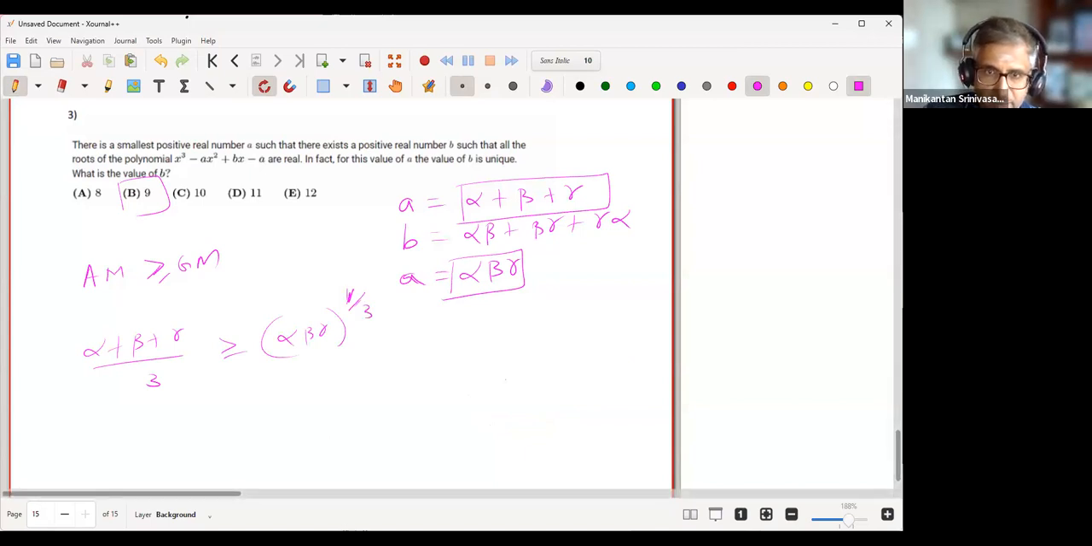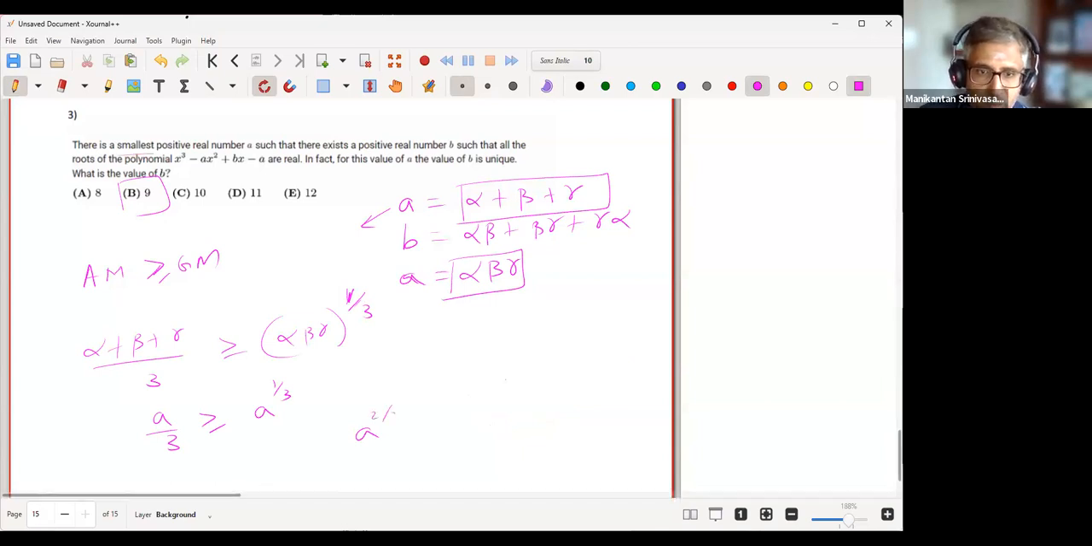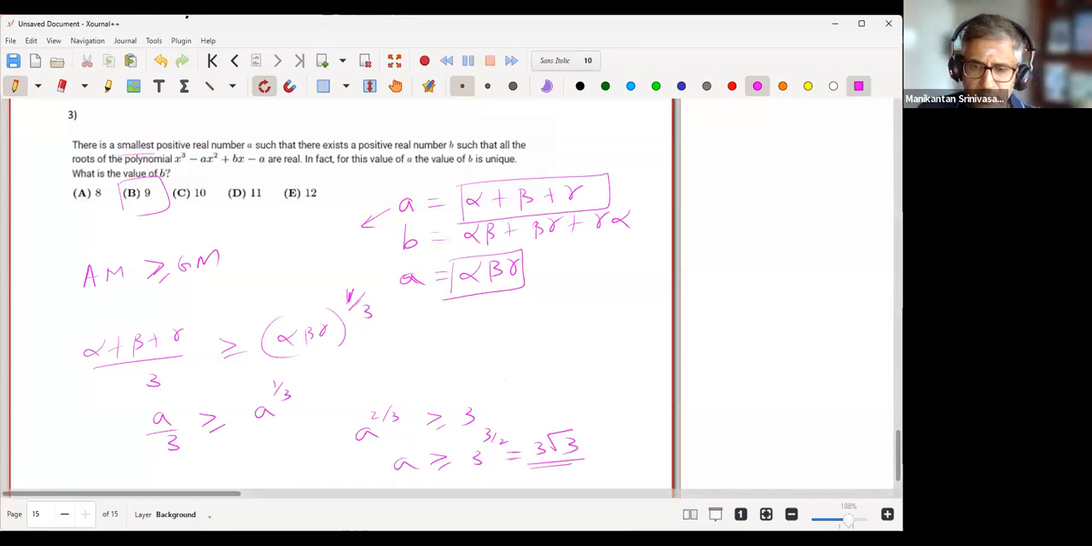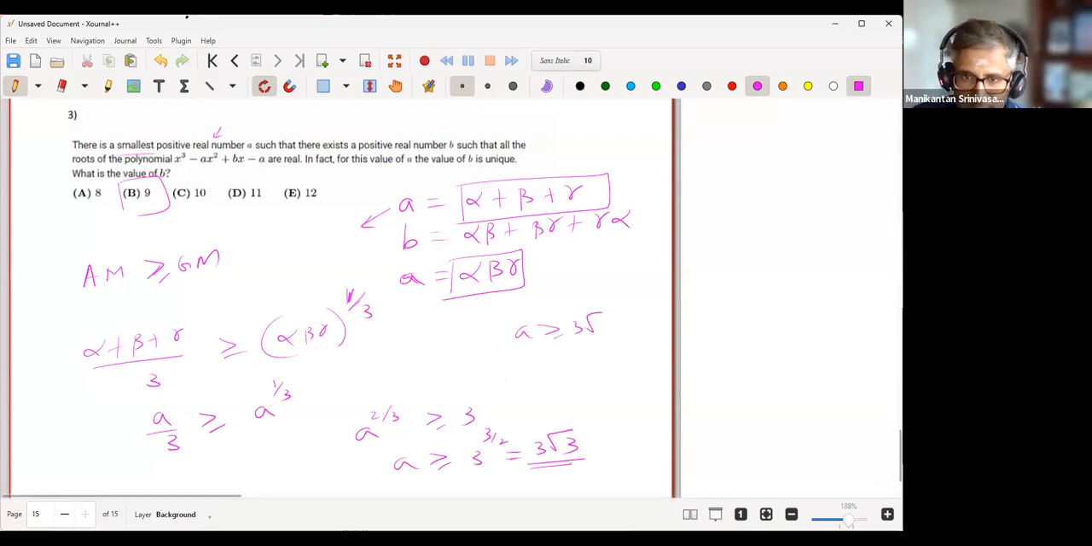Therefore, in terms of the sum of roots, we know that this is A. Therefore, A by 3 is greater than or equal to A power 1 by 3. Since everything is positive, we don't have to worry about signs. So A power 2 by 3 is greater than or equal to 3, which means A is greater than or equal to 3 power 3 by 2, which is 3 root 3. So A is greater than or equal to 3 root 3. And then he asks, what is the smallest possible A? The smallest possible A is 3 root 3 itself.